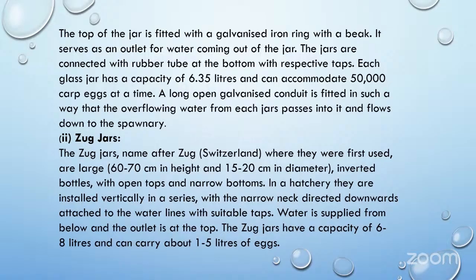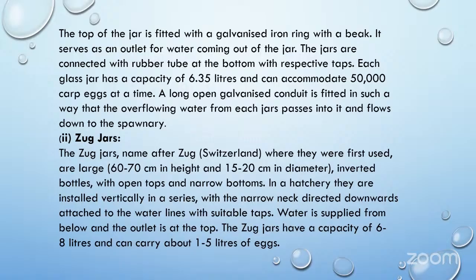Next is jug jars. The jug jars, named after Jug, where they were first used, are large, that is 60 to 70 centimeters in height and 15 to 20 centimeters in diameter. Inverted bottles with open tops and narrow bottoms.